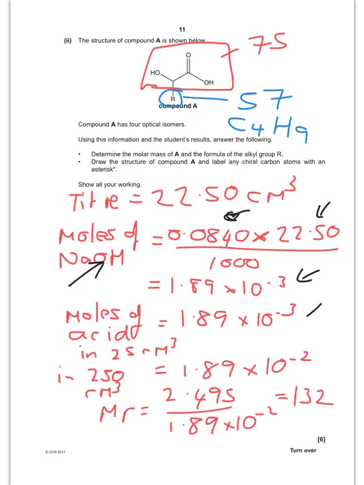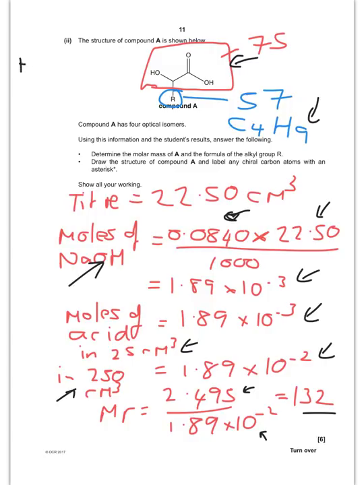That is the same as the number of moles of acid, because it's a monobasic acid, but that was in 25 centimeters cubed. Originally, the acid was in 250, so you need to times it by 10, and then finally the molar mass is the mass of the acid you used divided by the number of moles, which gives you 132. Now you've got that, you need to find what R is. If you add up the molar mass of that part, it comes to 75, which leaves it as being 57 for the R group, which is C4H9.